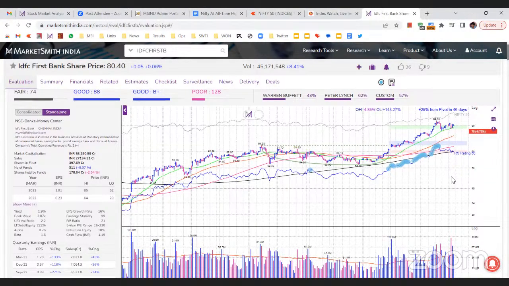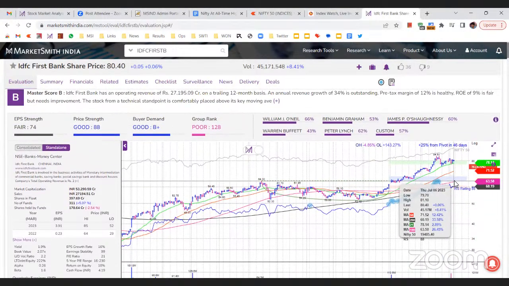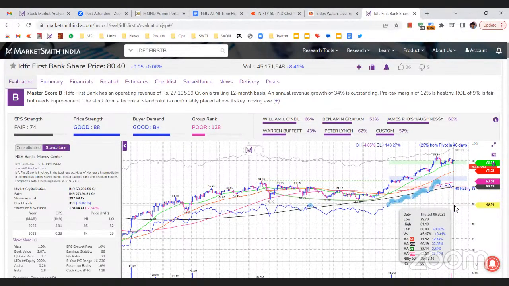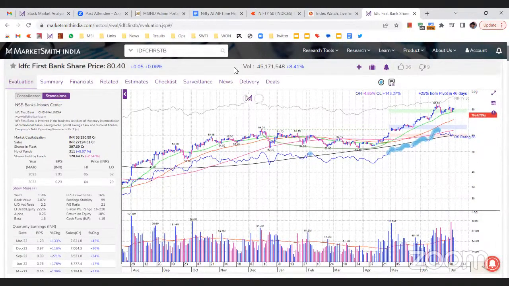On the flip side, if it goes to the 50 DMA and rebounds from there, that is also an ideal place to go for the stock. If holding the stock, the 21 DMA can be kept as a stop loss level. Right. Okay.